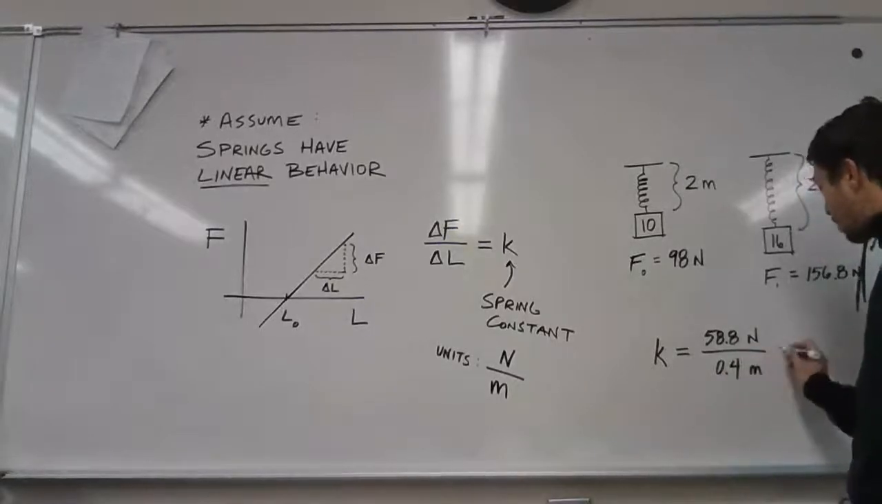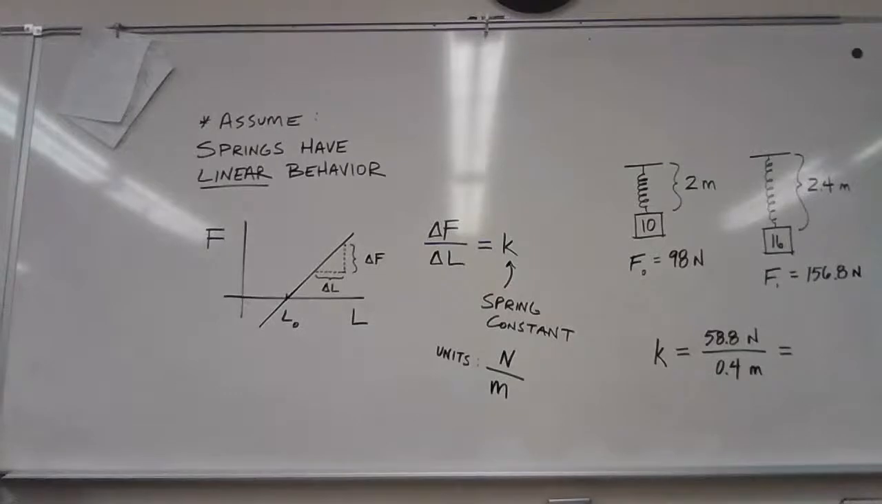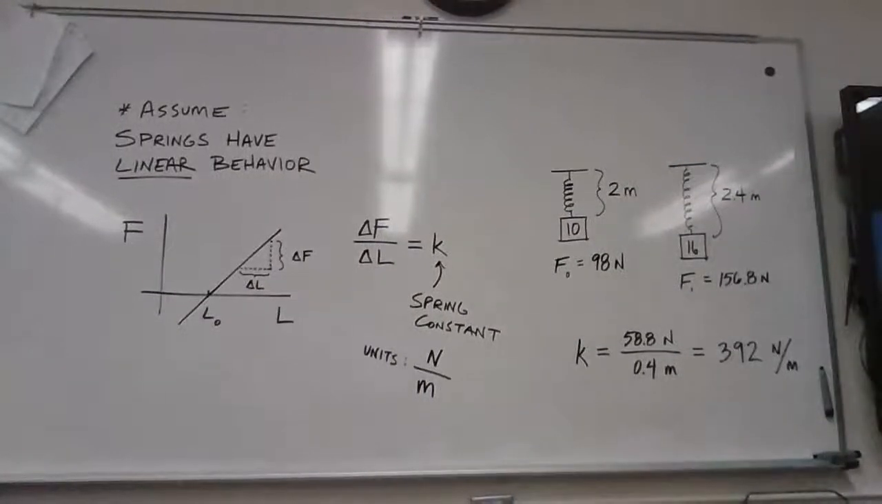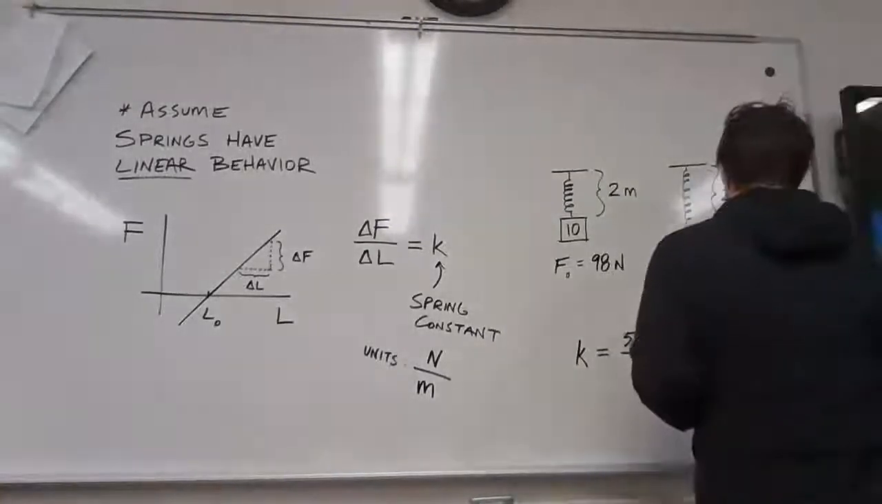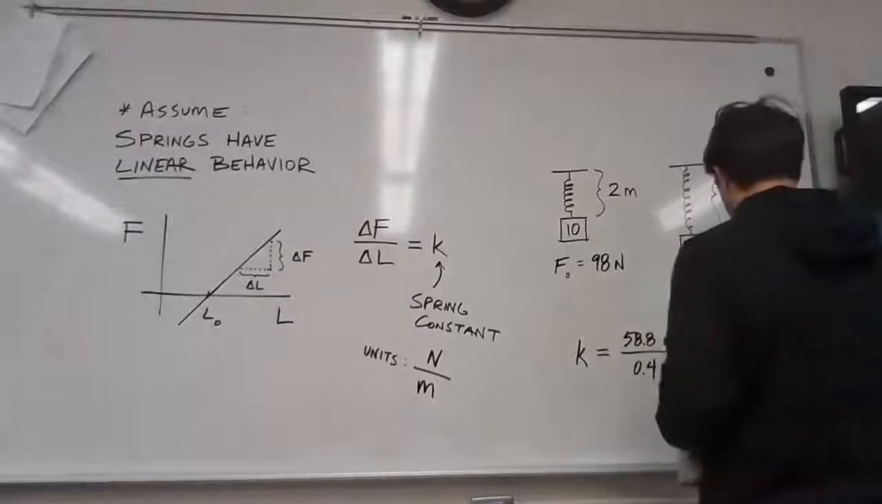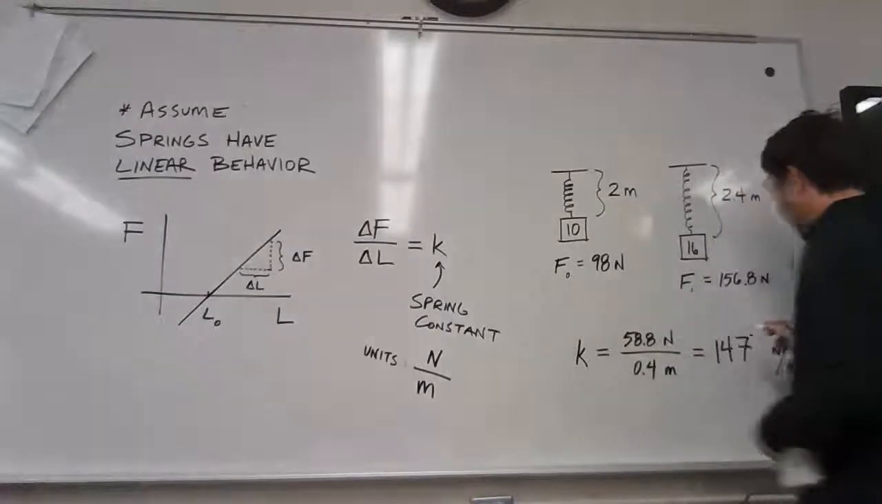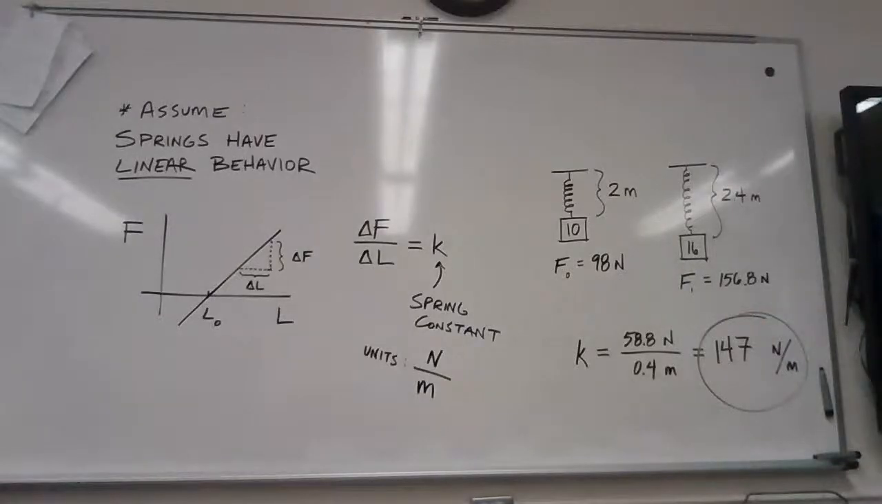0.4 meters. So Mr. Calculator, divided by 0.4, you get 392 newtons per meter. And that's all you gotta do. That's not too bad, right? Pretty straightforward. I got 147. Oh, did I mess it up? Oh, you're right. Sorry, I had a typo. Yeah, that didn't make any sense. 147. Sorry about that. Thanks for fact checking me. Just testing you, obviously. Okay, 147 newtons per meter.